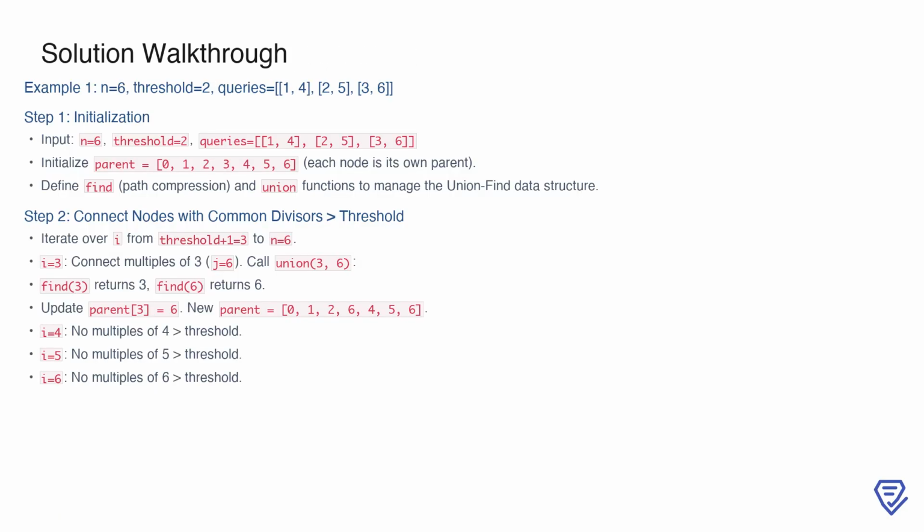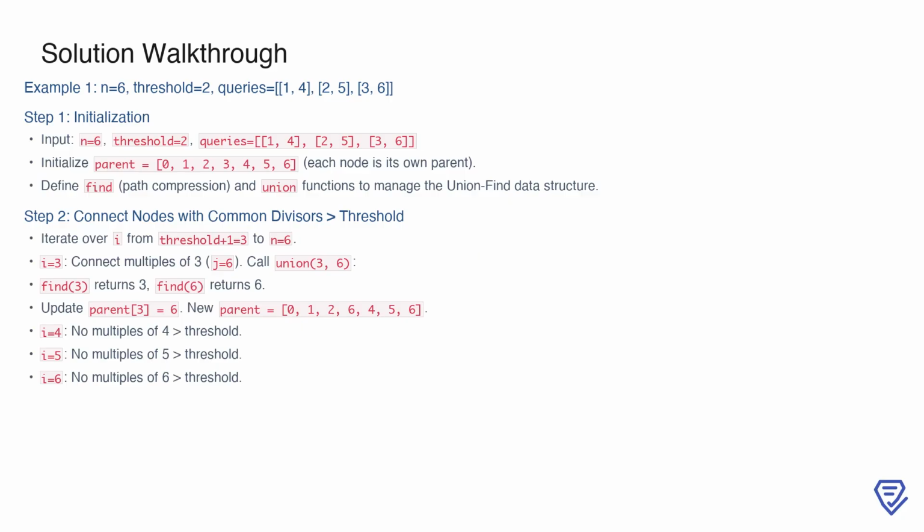In this example, we are given n equals 6, a threshold of 2, and 3 queries: 1, 4; 2, 5; and 3, 6. First, we initialize the union find data structure by creating a parent array where each node is its own parent. This means the parent array starts as 0, 1, 2, 3, 4, 5, 6. We also define the helper functions find for path compression and union to merge two sets.